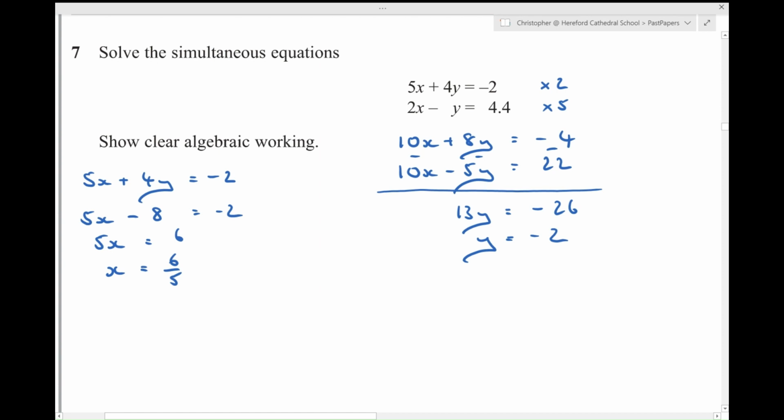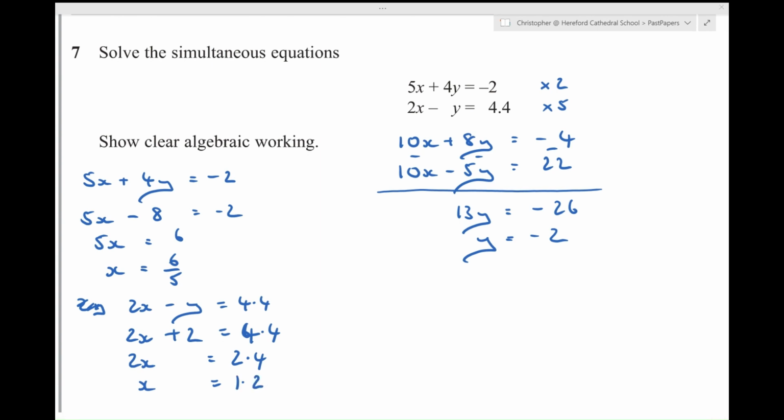And now I'm going to take equation 2: 2x - y = 4.4. I'm going to put in the y and hope that I get the same answer for x I got before. Now minus -2 is plus 2. So that gives me that, minus 2 from both sides. 2x is 2.4. Divide both sides by 2. x is 1.2, which is the same as 6/5. So I know that I've got it correct. And my answer is x equals 6/5 and y equals -2. And that is question 7 complete.